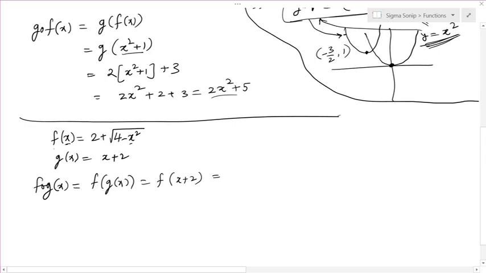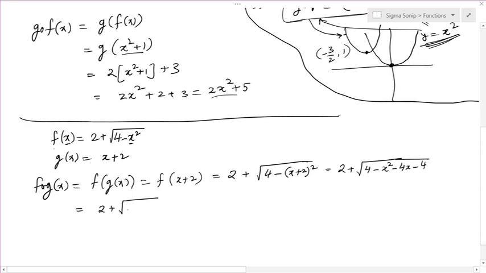In effect, in place of x here, we will write x plus 2. So 2 plus the square root of 4 minus (x plus 2) squared. And if you simplify this, okay, let me show steps as well: 4 minus (x squared plus 4x plus 4), and that gives me 2 plus the square root of, let me write it like this, minus x squared minus 4x... minus x squared plus 4x.